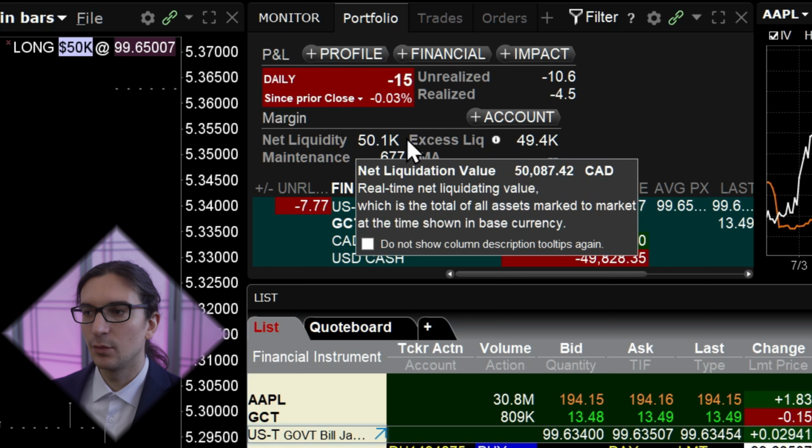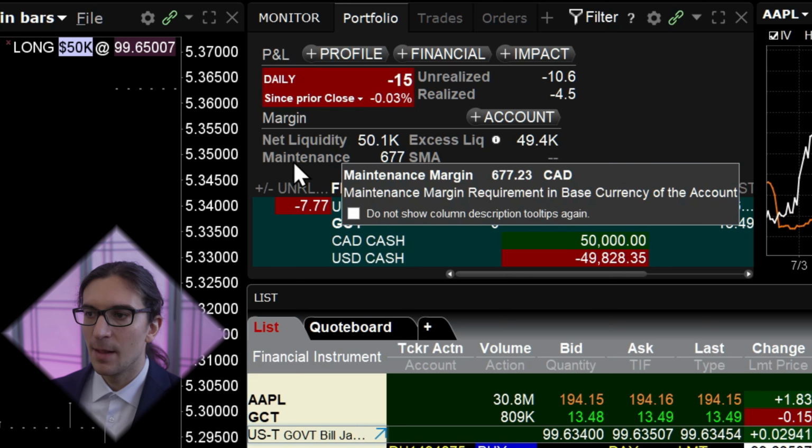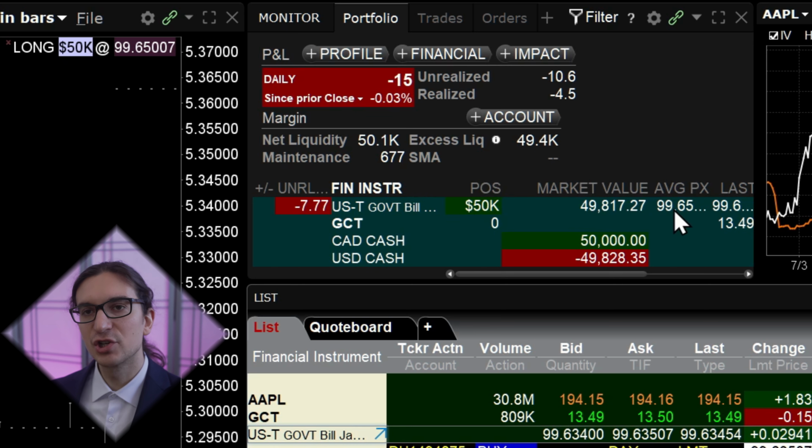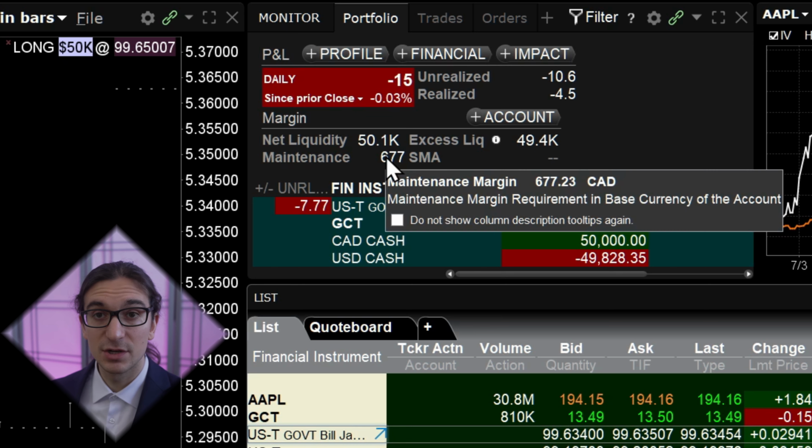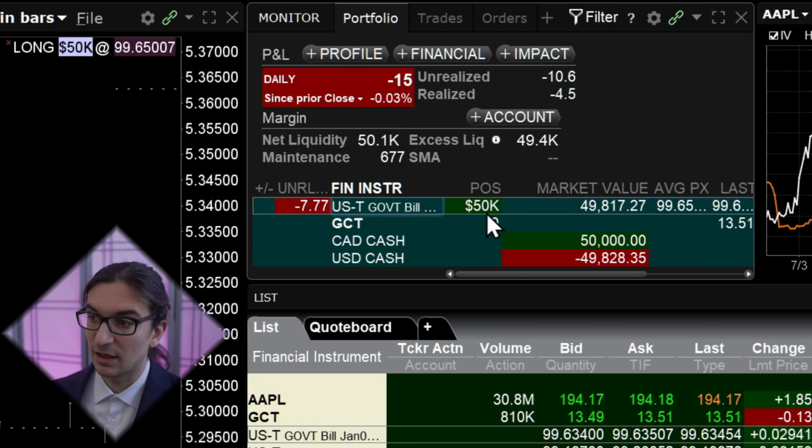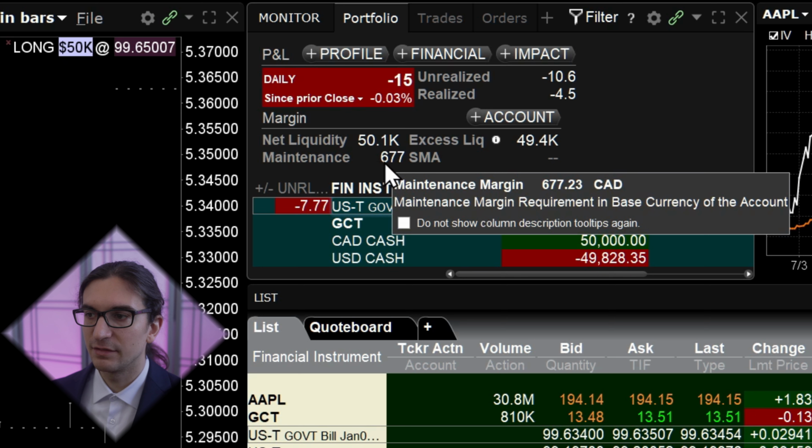I'm going to tell you exactly what these fields are, but in short right now, maintenance is basically how much capital is required for the positions in your account that are open. So I now have an open position of 50,000 worth of US treasury bills. The broker's only requiring me 677 CAD for this position. The reason it's saying CAD is because that's the base currency of this account. It's always going to show it in that currency.